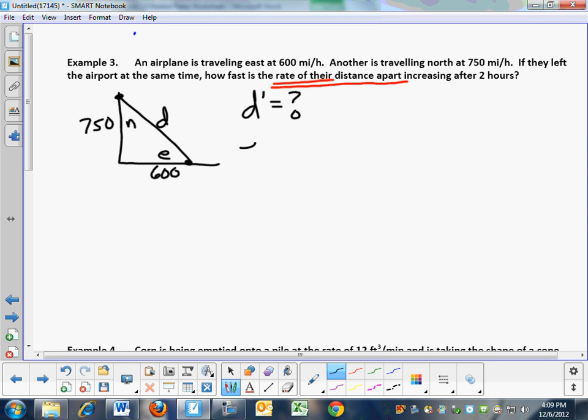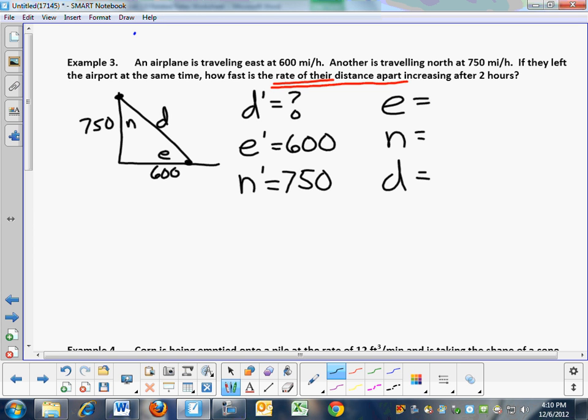I currently know e prime. The rate that it's traveling towards the east is 600. The rate at which it's traveling to the north is 750. Oops, sorry, 600 is east. I don't know d prime. Do I know e? Do I know n? Do I know d? Do I know those current values?